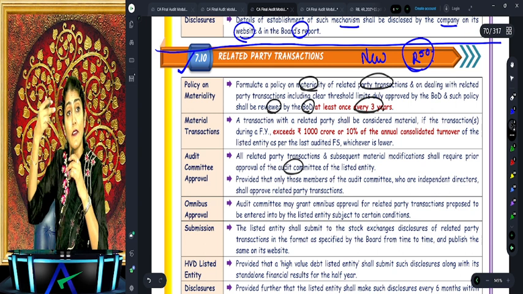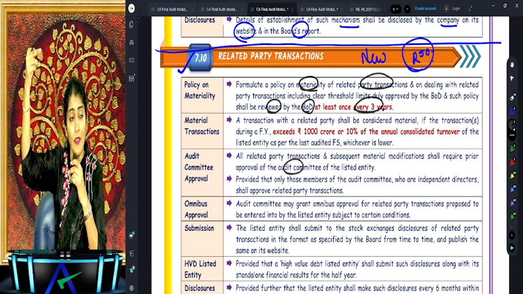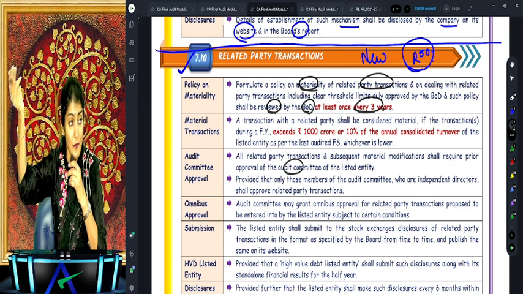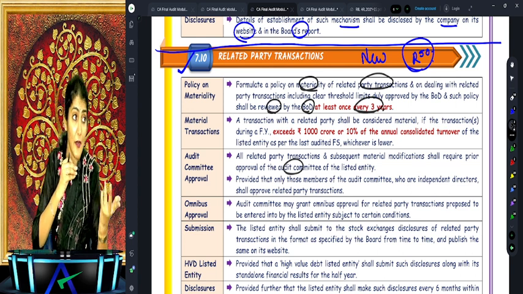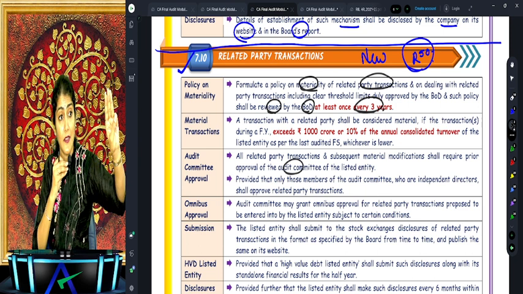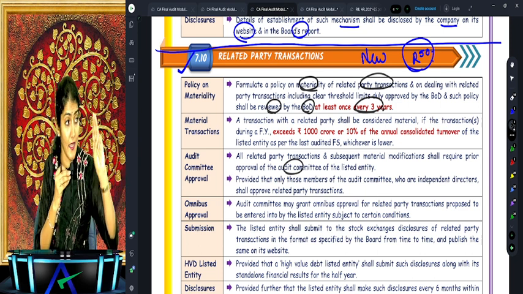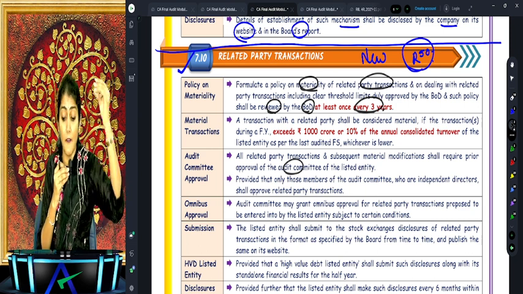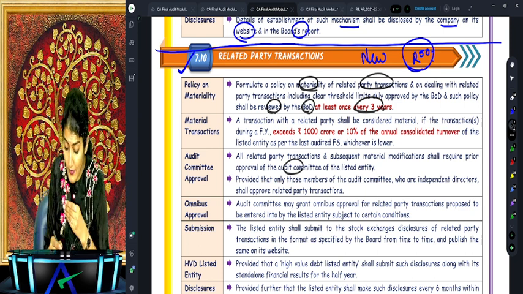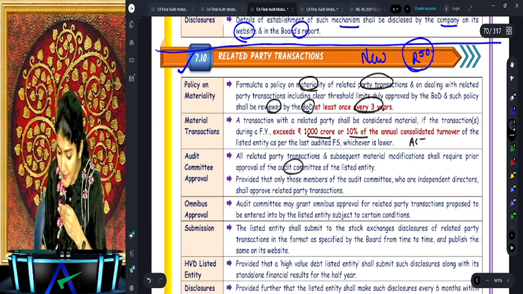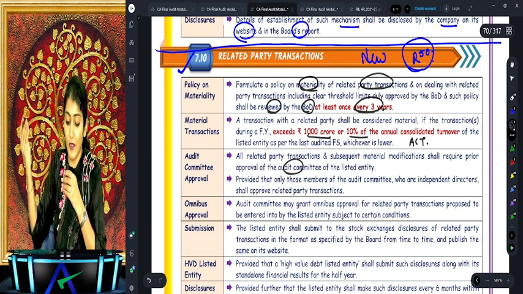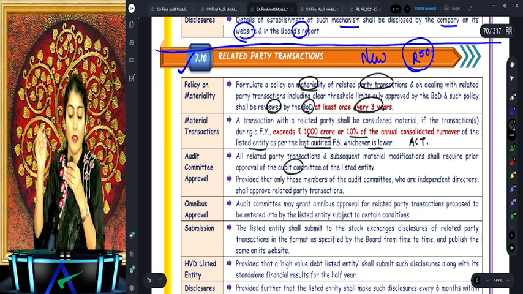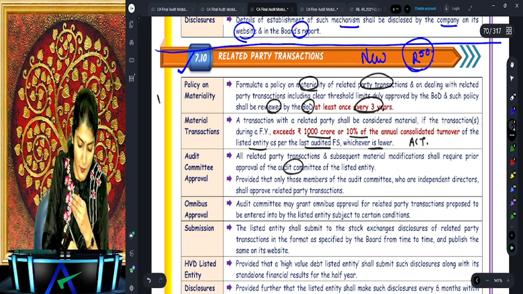Risk management policy, when do you need to review? That policy you need to review once in every 2 years. But the policy on materiality of related party transactions needs to be reviewed at least once in every 3 years. Are you understanding? And when will a transaction with a related party be considered material? If it exceeds, what does it say? 1,000 crore or 10% of the ACT. What is ACT? The annual consolidated turnover of the listed entity as per the last audited financial statements, whichever is lower. Right? So one, it says you need to have a policy.